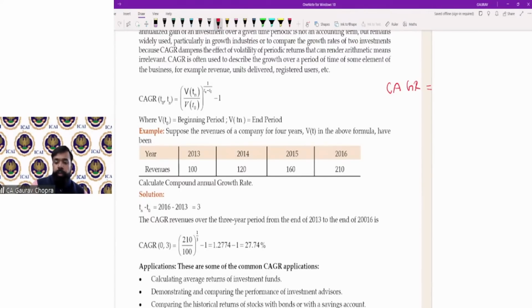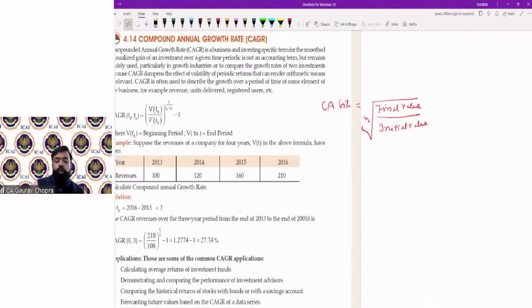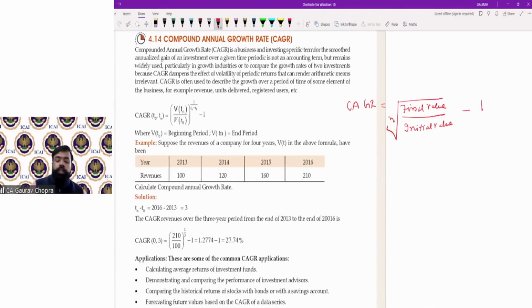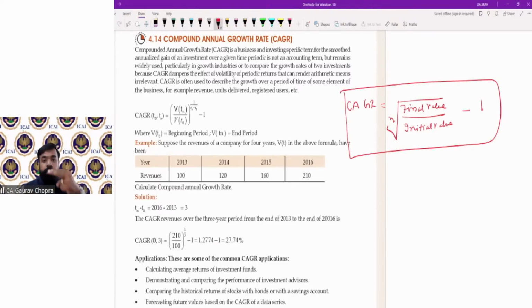So the formula is very simple. Final value divided by initial value, and then we have to perform nth root, and then minus 1. This is the formula for CAGR. Final value divided by initial value, then perform nth root and minus 1. You will get the growth rate. So let's do this with an example.